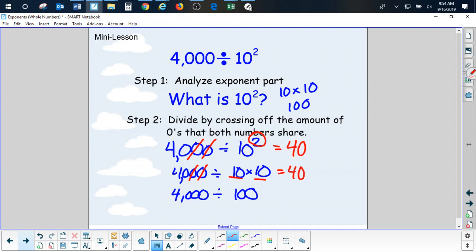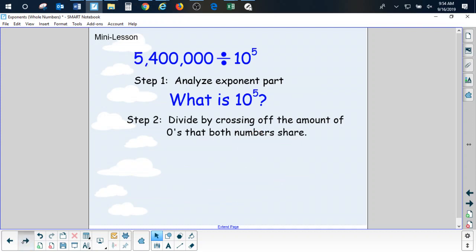In the case where it shows 400 divided by 100, I'm paying attention, there's 2 zeros there. So I'm going to take 2 zeros off the other side, and I still get my answer of 40. Like I said before, they're all the same answer because we're pretty much solving the same exact problem. 10 squared is the same thing as 10 times 10, which is the same thing as 100. So I'm dividing the number 4,000 by the same number, just shown in different forms.